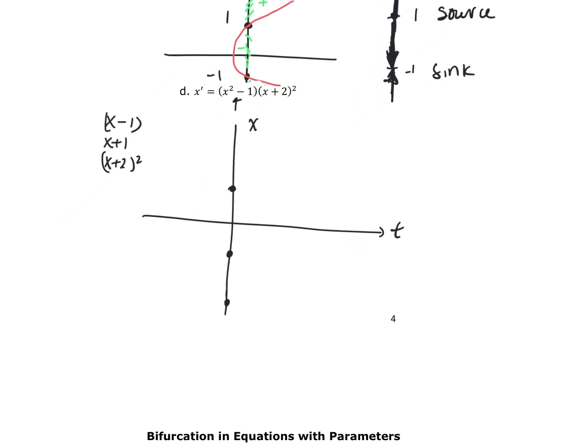Now, this x - 1 becomes x - 1, x + 1. Its multiplicity is going to be a pass-through. This is x + 2, the quantity squared. Its multiplicity of 2 tells me that I'm going to touch and bounce off.